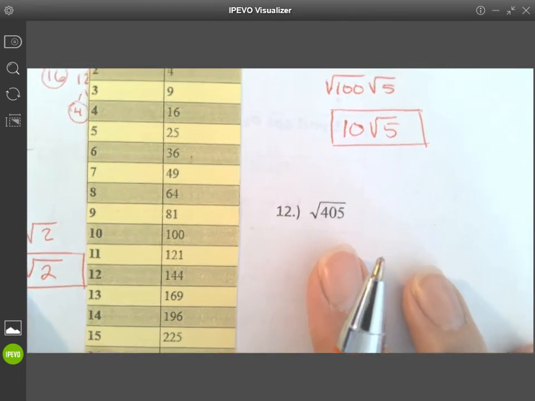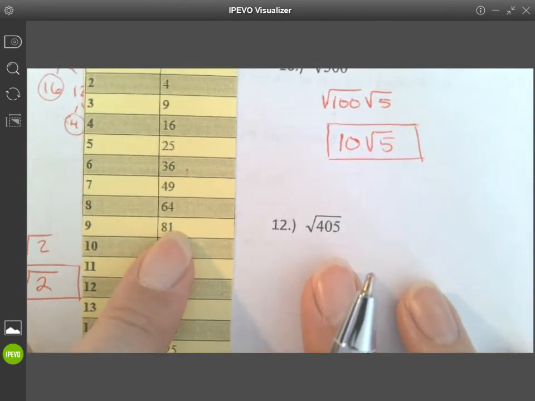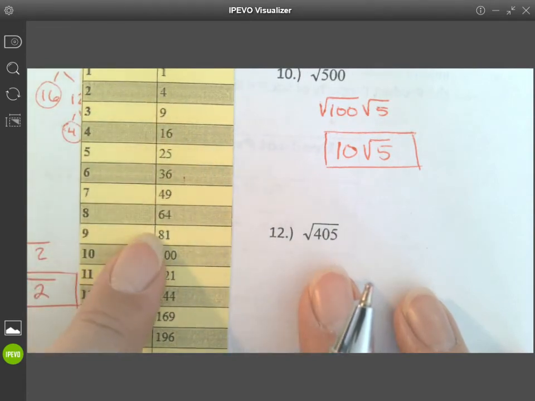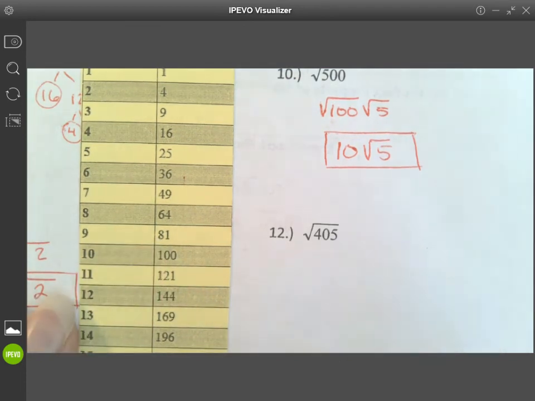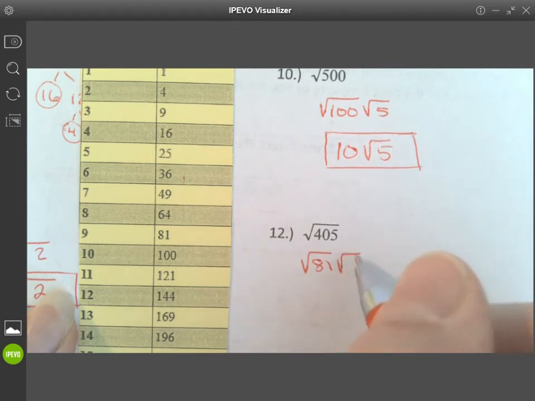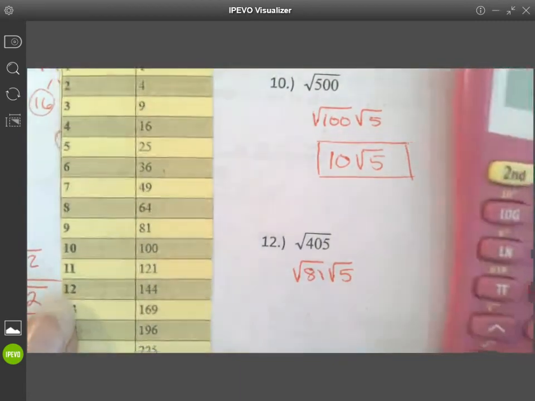81. Now, what also goes into 405 was 9. Who would have known that? But 9 goes into 405, but see, 81's bigger, isn't it? And the reason I know 9 goes into it is because 9 goes into 81. Okay, so we would then take this and make it the square root of 81 times the square root of what? 5? That's all you had to do.